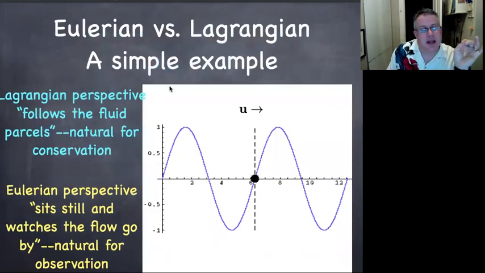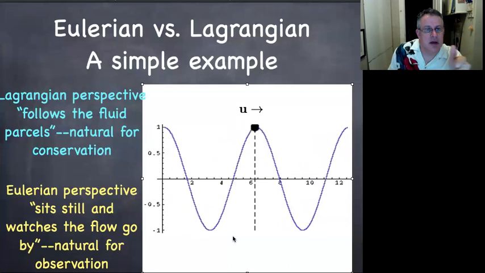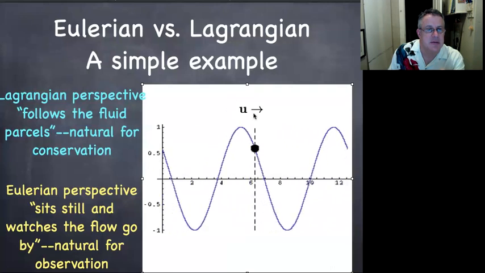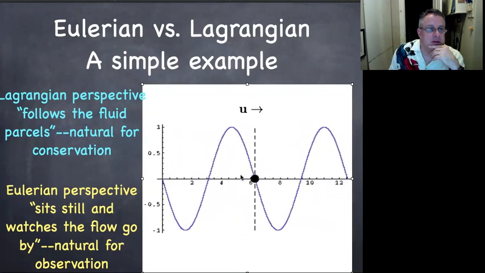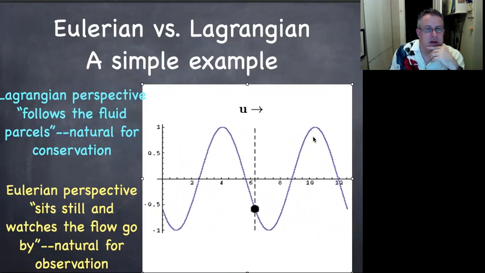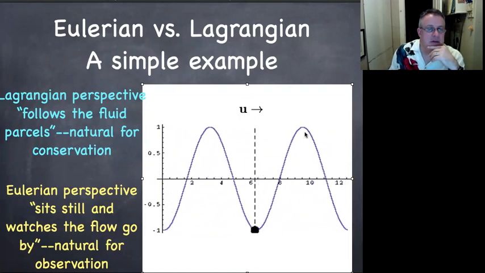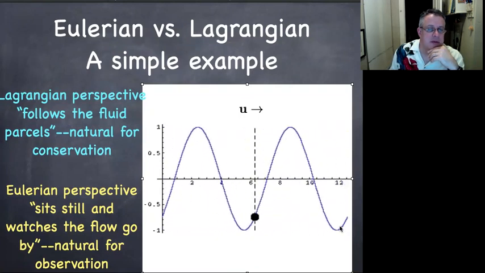Okay, so the first thing we want to keep in mind is the difference between Eulerian and Lagrangian. Here's a simple example. This little movie shows a wave-like feature that is propagating to the right. It's being advected to the right by a velocity u. A Lagrangian perspective would follow the fluid parcels, so it might move along with this crest of the wave or along with this trough. In that perspective, your position is changing, but not the magnitude of that piece of fluid.